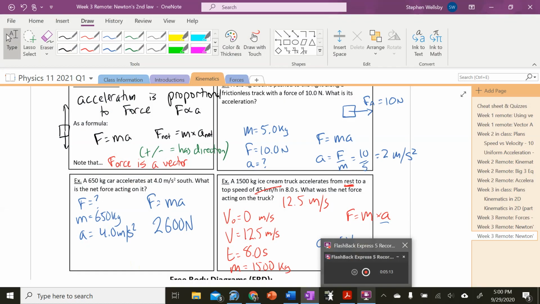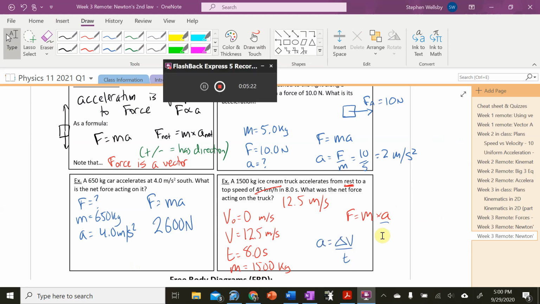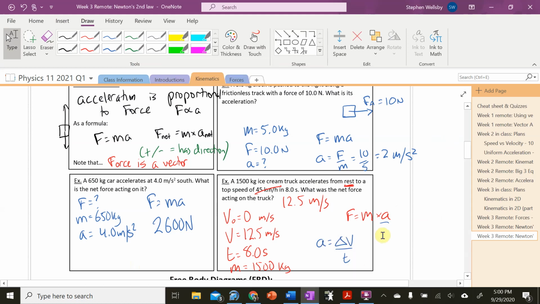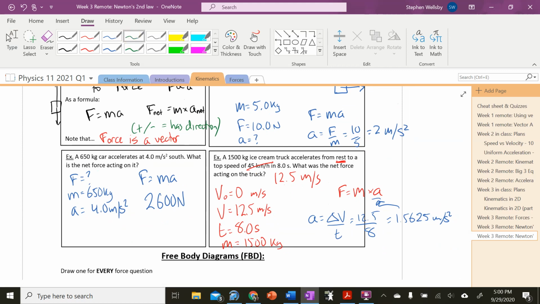In this case here, the change in velocity is going to be 12.5 minus 0. This is going to be 12.5 divided by 8, and that gives us a value of 1.5625 meters per second squared. And if we multiply that acceleration by our mass, then we have a total of 2,344 newtons, and that would be our final answer there.